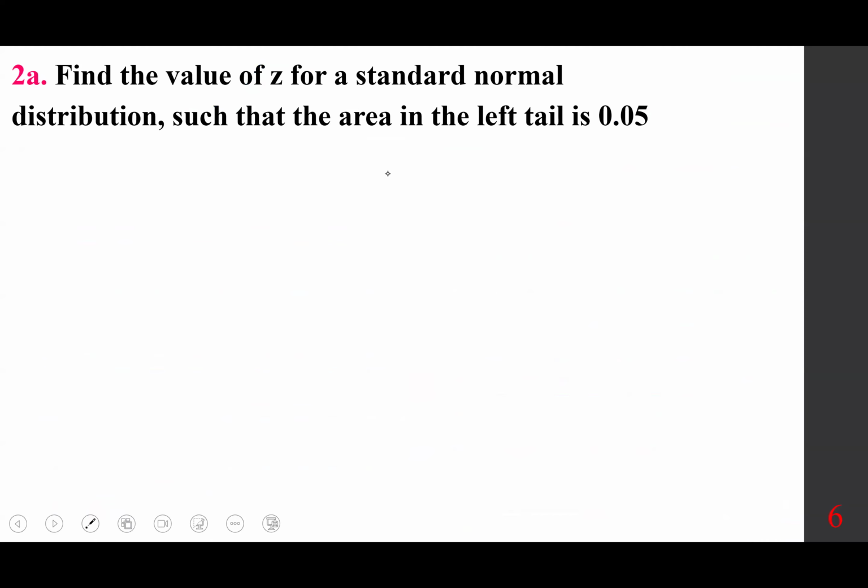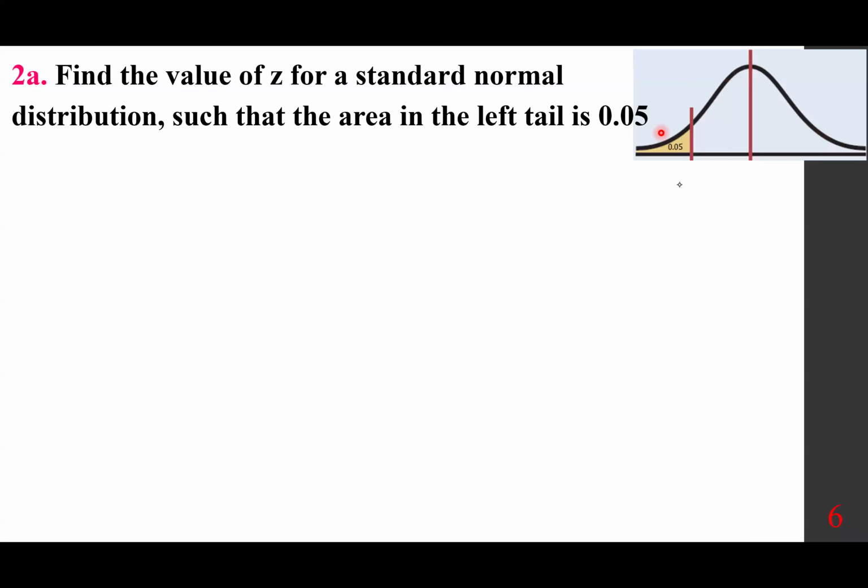All right, let's look at this case. We're going to find the value of z for a standard normal distribution such that the area in the left tail is 0.05. So first and foremost, you do the drawing. It doesn't have to be to scale, but drawing will help us see what's going on. So right here, the area is 0.05.